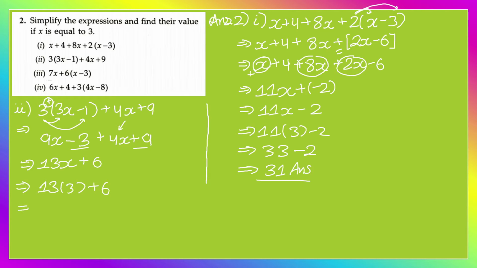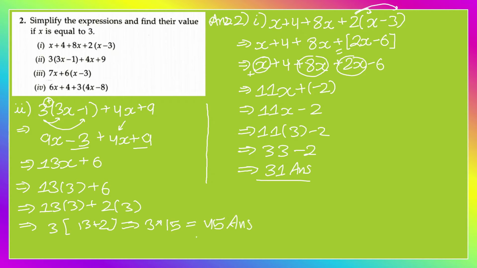In this case, I have a trick here. I can write 13 into 3 plus 2 into 3 also. Like this, I get 3 multiplied by 13 plus 2, which gives me 3 into 15, which gives me 45. So that's the answer.